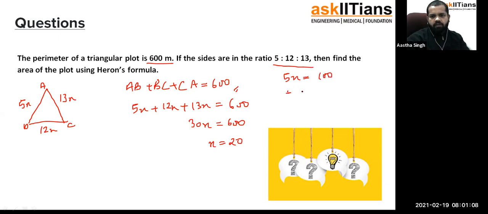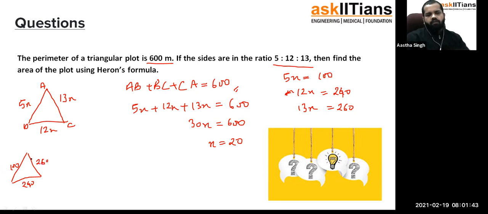Then comes 12x, right? So 12 into 20, 240. And 13x, so 13 into 20, 260, right? So you have got all these sides. Now you know all the three sides, right? One will be 100, then 240, and 260, right?